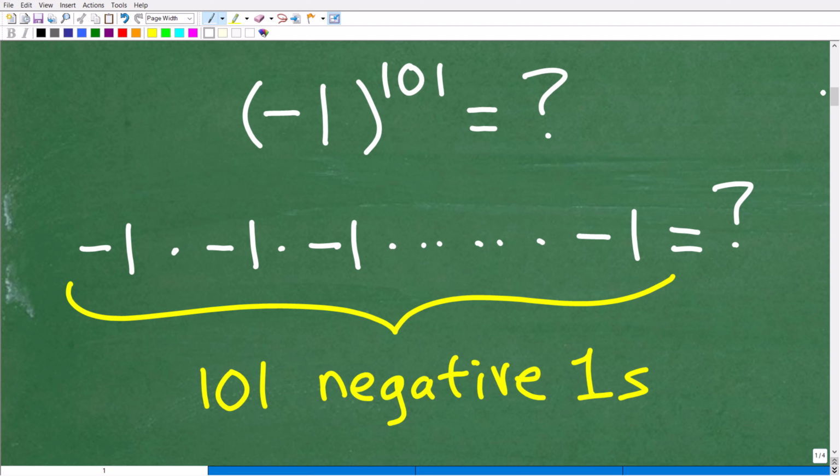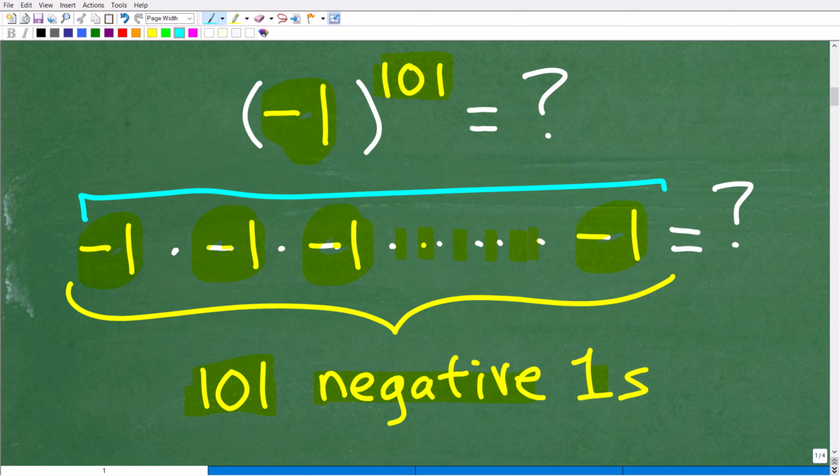And the actual solution is what? Well, what we have to do here is take -1 and take it to the 101st power. But what does that mean? Well, we have to take -1 and multiply it by itself 101 times. So we have here 101 negative ones, right? So one -1, -1, and on and on and on. And then here is our last -1. So we have a total of 101 negative ones. So this becomes one gigantic product to figure out.